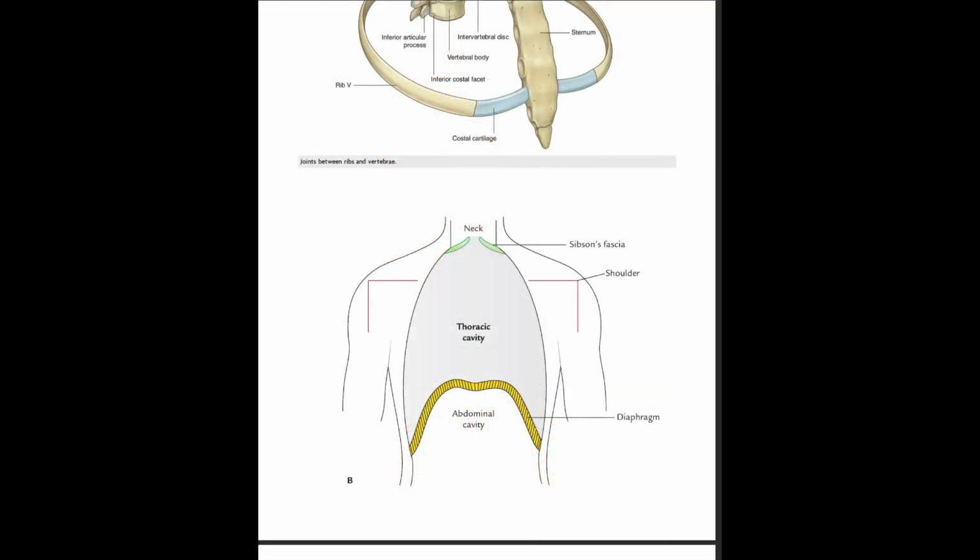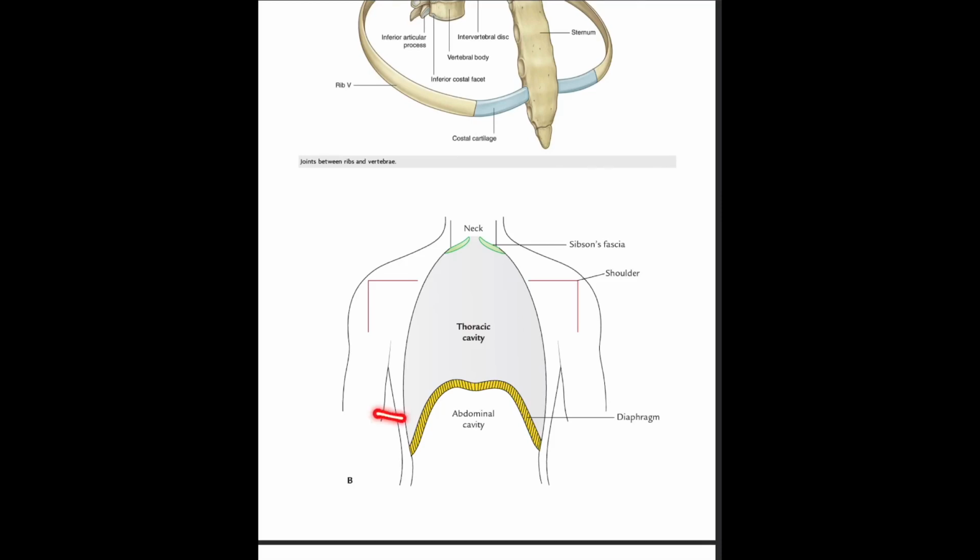Let's discuss the actions of the diaphragm. The diaphragm acts as a muscle of inspiration, abdominal straining, weightlifting, as a thoracoabdominal pump, and as a sphincter of the esophagus. First, the muscle of inspiration: the diaphragm is the main principal muscle of respiration.